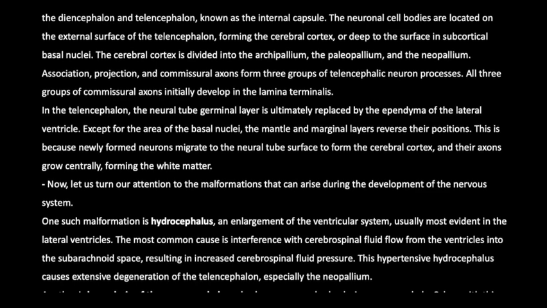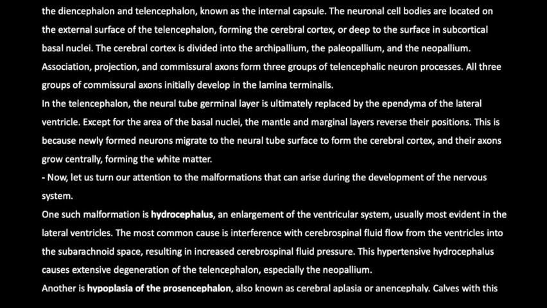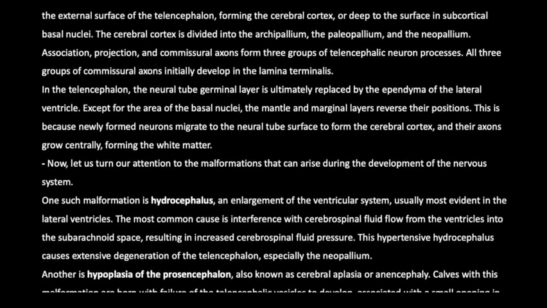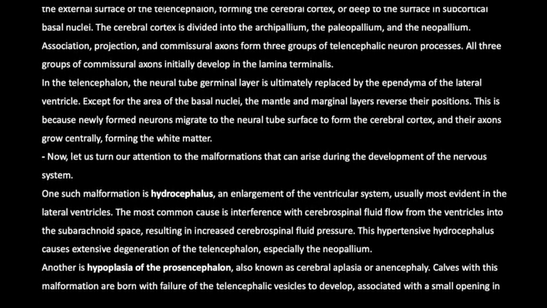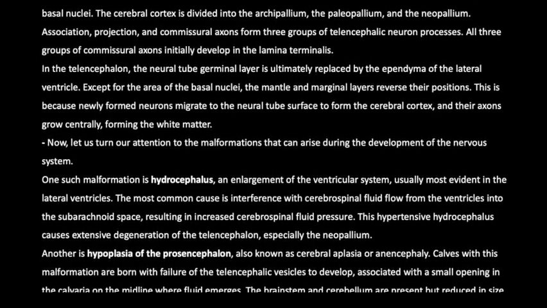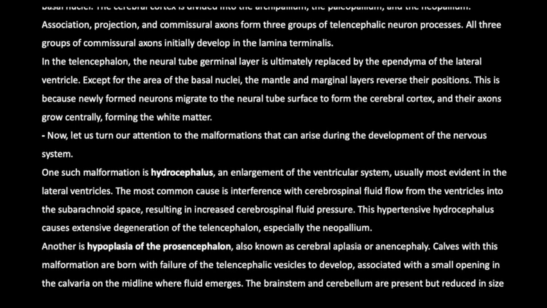The cerebral cortex is divided into the archipallium, the paleopallium, and the neopallium. Association, projection, and commissural axons form three groups of telencephalic neuron processes. All three groups of commissural axons initially develop in the lamina terminalis.